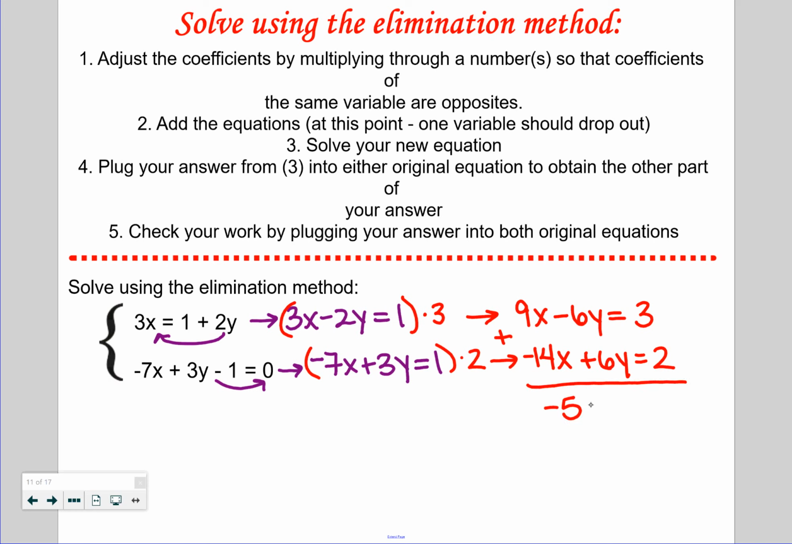Negative 5x. My y's cancel, one's positive, one's negative, equals positive 5. And actually I've done step 1 and step 2. I multiplied through, I added my equations, and now to solve this I'm just going to divide both sides by negative 5. And that gives me x equals negative 1.